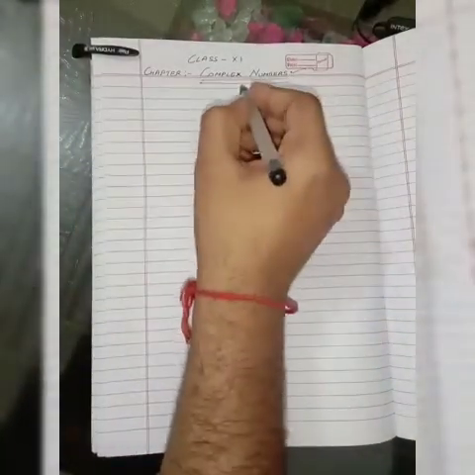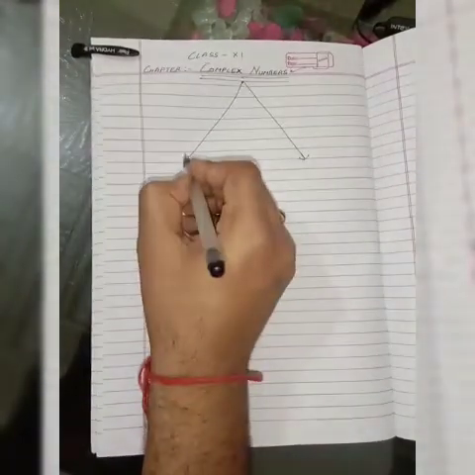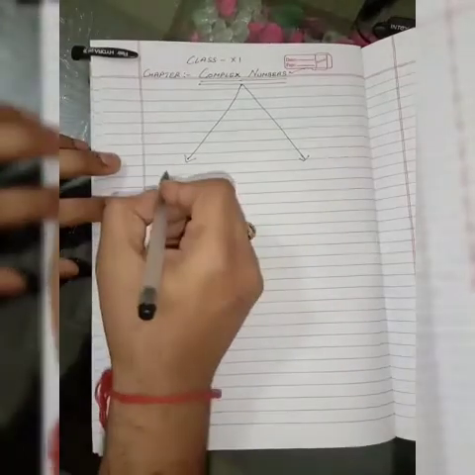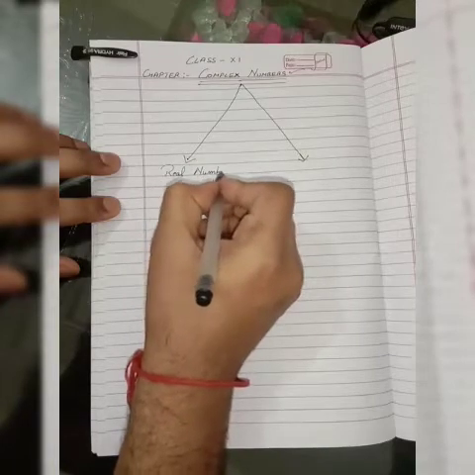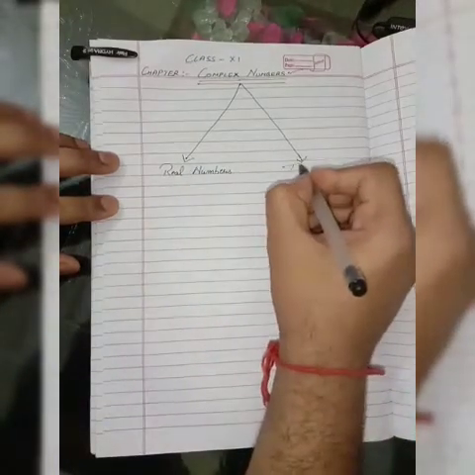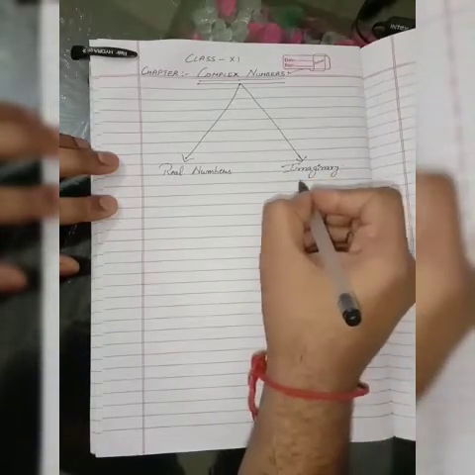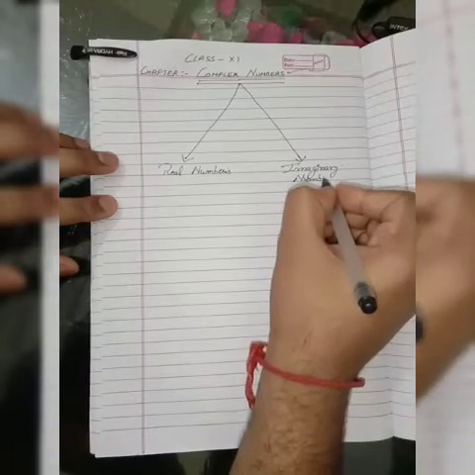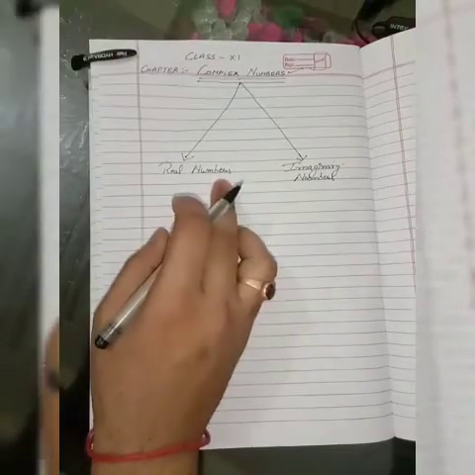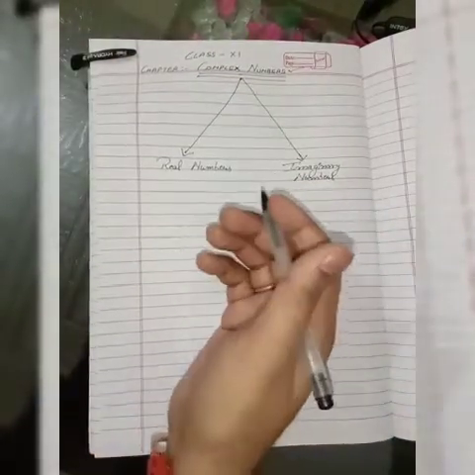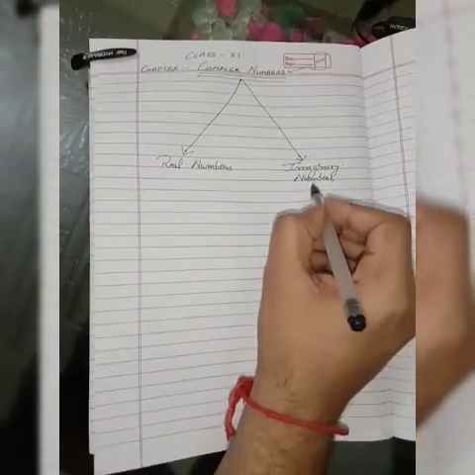So basically, we can say the definition of complex number: it is the combination of real numbers and imaginary numbers. Everybody knows very well about the real numbers. What are the real numbers? Like 1, 2, 3, 4, A, B, C, all are real numbers. Okay, so what are the imaginary numbers?